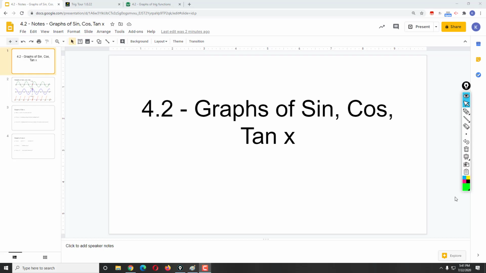Welcome to Unit 4, Lesson 2, Graphs of Sine, Cosine, and Tangent x. We want to know what the graphs look like because this will help us figure out what the derivative of sine and cosine and tangent should be. Let's start with sine.